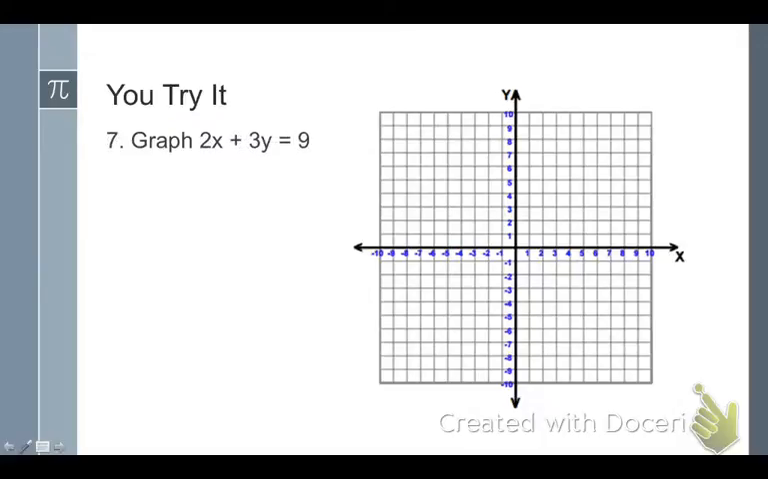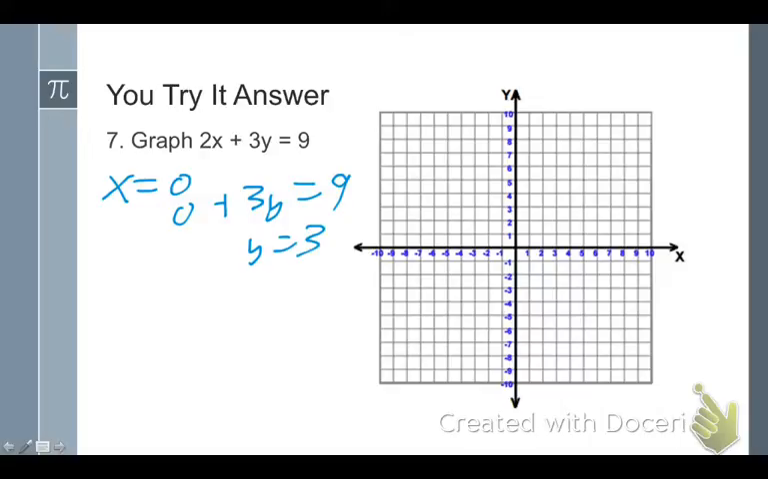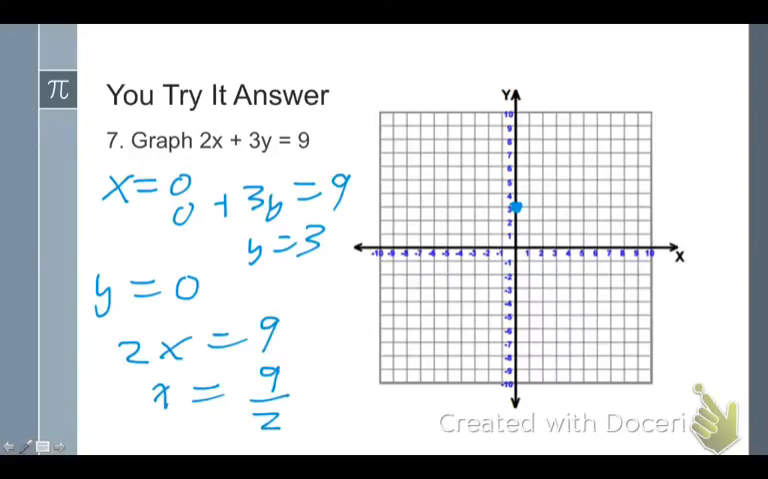And for the last one, let's try this. Okay, you're back. I let x equal, oh, I'm on the wrong slide, sorry. So I let x equal 0, and I get 0 plus 3y equals 9, so y is 3. That gives me the point 0, 3 right there. And when I let y equal 0, I get 2x equals 9. X equals 9 halves. That is 4.5. So I go halfway between the 4 and the 5, and I don't go up at all because y was chosen to be 0. And my graph looks like that.